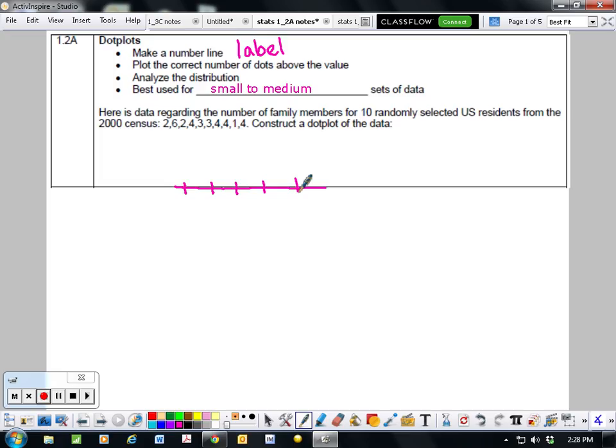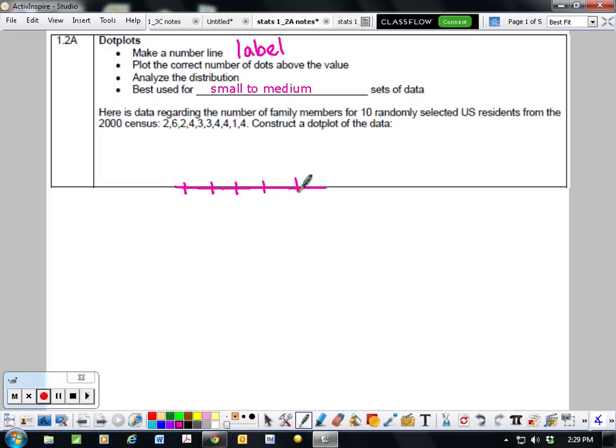You plot a dot for each number above the correct number on the number line, and then we look at the distribution and kind of look at the shape of it, and we'll talk about the shapes of the distributions in just a little bit. So please remember, dot plots are really good for small to medium sets of data because you don't want to be drawing 200 dots. It just doesn't really make sense.